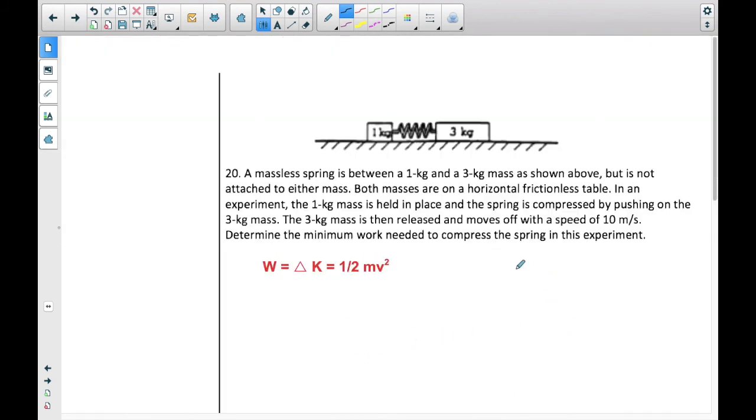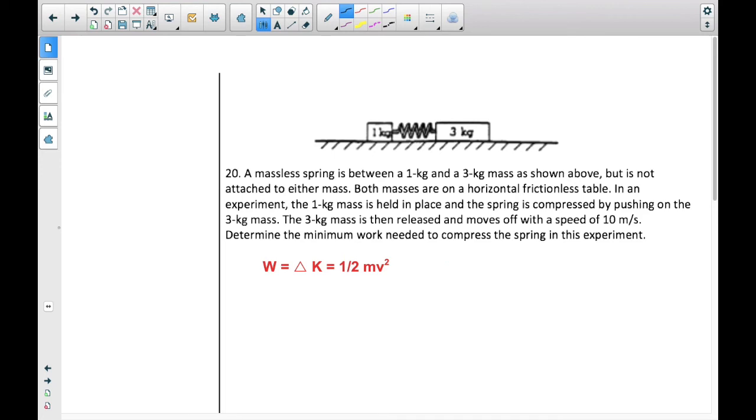All right, let's turn the page. If we look at this example, a massless spring is between a 1 kilogram and a 3 kilogram mass as shown above, but is not attached to either mass. Both masses are on a horizontal frictionless table. In an experiment, the 1 kilogram mass is held in place and the spring is compressed by pushing on the 3 kilogram mass. The 3 kilogram mass is then released and moves off with a speed of 10 meters per second. Determine the minimum work needed to compress the spring in this experiment.